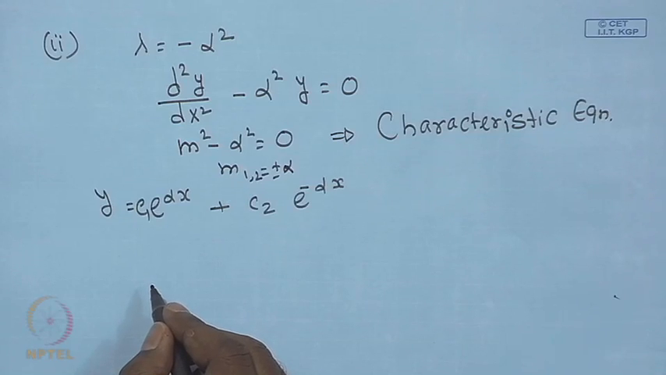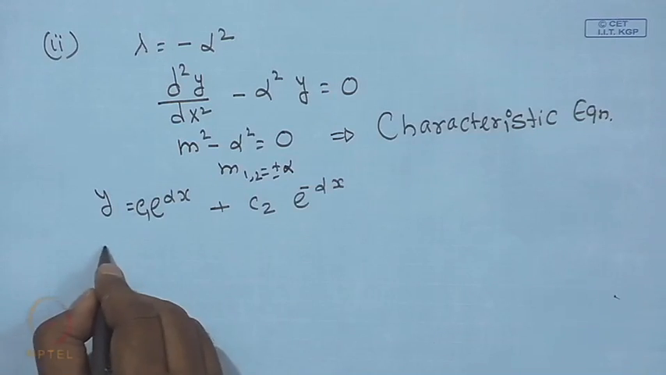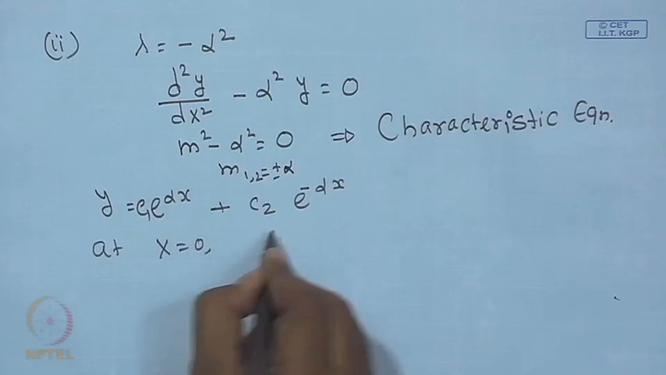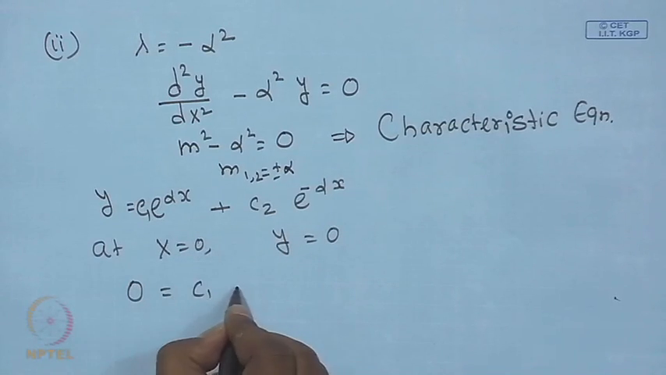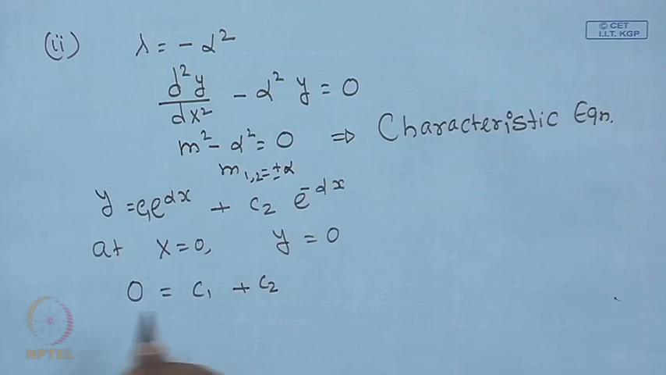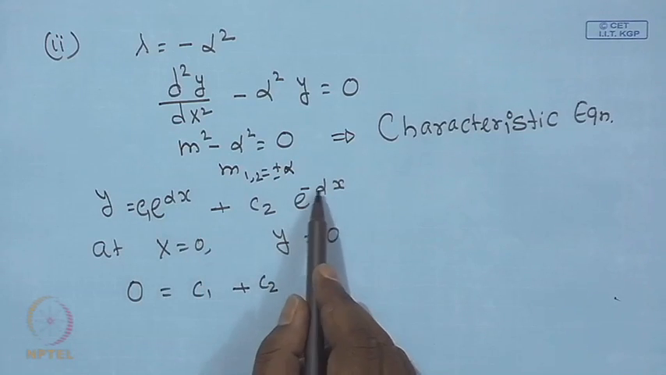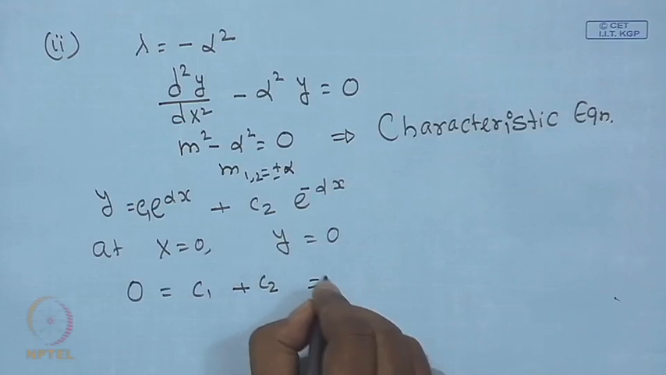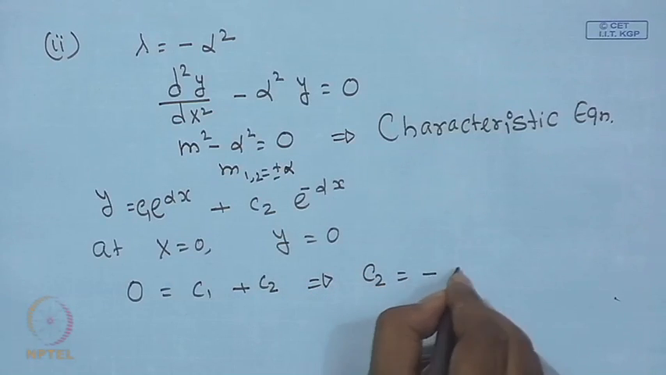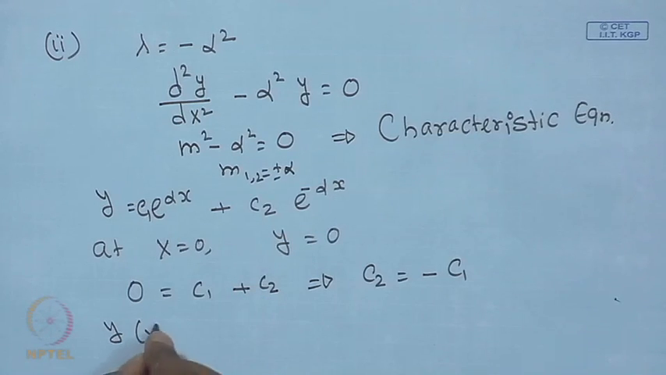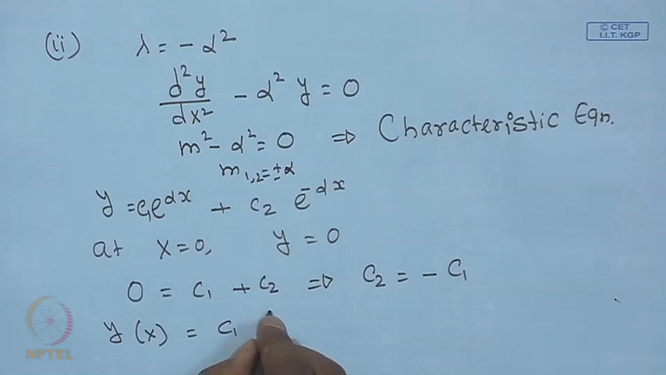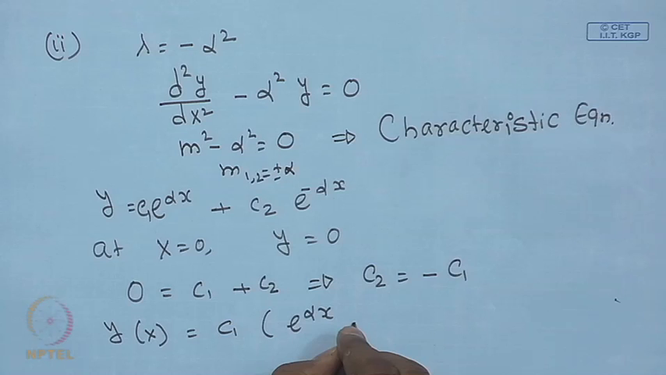Now, let us put the first boundary condition. The first boundary condition is at x is equal to 0, you have y is equal to 0. So, therefore, this will be 0 is equal to C 1 plus C 2. So, C 1 e to the power 0 is 1 and e to the power minus 0 is also 1. So, it will be C 1 plus C 2. So, therefore, we will be getting C 2 is equal to minus C 1. So, the form of the solution becomes y as a function of x, C 1 and C 2 is equal to minus C 1. So, take C 1 common, e to the power alpha x minus e to the power minus alpha x.